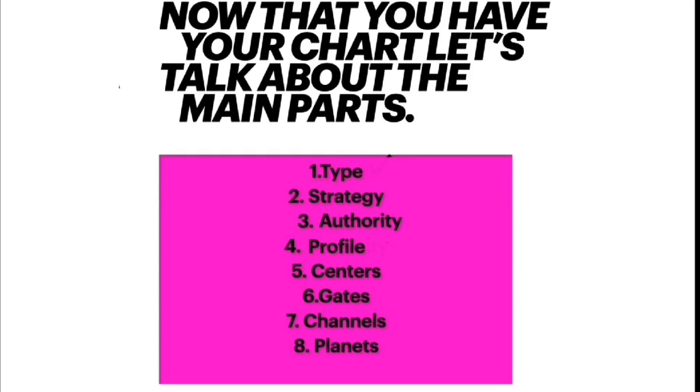The way I've broken down this video is I've started with the type, then went to the strategy. What I wanted to do was start with a broad overview of the type, because that's the broadest of all the things in human design, and then we slowly get into the more specific parts of the chart. This is not for everybody. If you like it a different way, you can jump ahead.